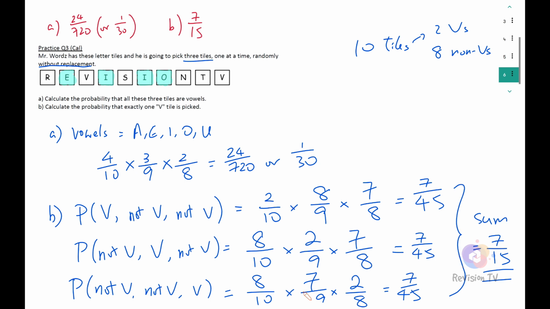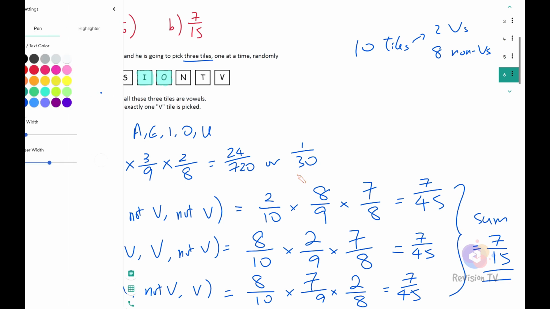Now, what's the quickest way? If we have a look at the numerator and denominator carefully, if we look at the denominator first, all of them are 10, 9, 8. So the denominator must always be 45 before simplified. What about the numerator? 2, 8, 7; 8, 2, 7; 8, 7, 2. It's still the same 3 numbers, just in a different order. However, when you multiply them, it doesn't matter what order you multiply them in. As long as they are the same numbers, you'll get the same result.